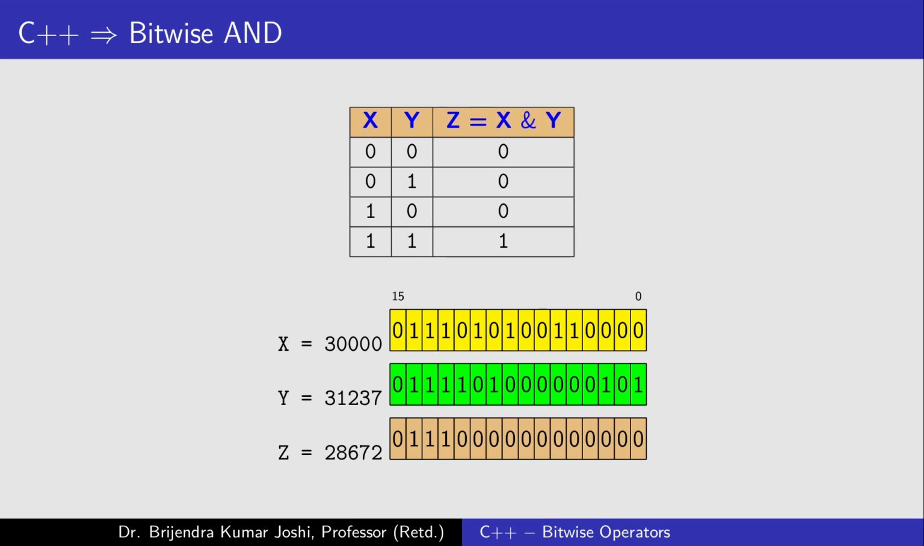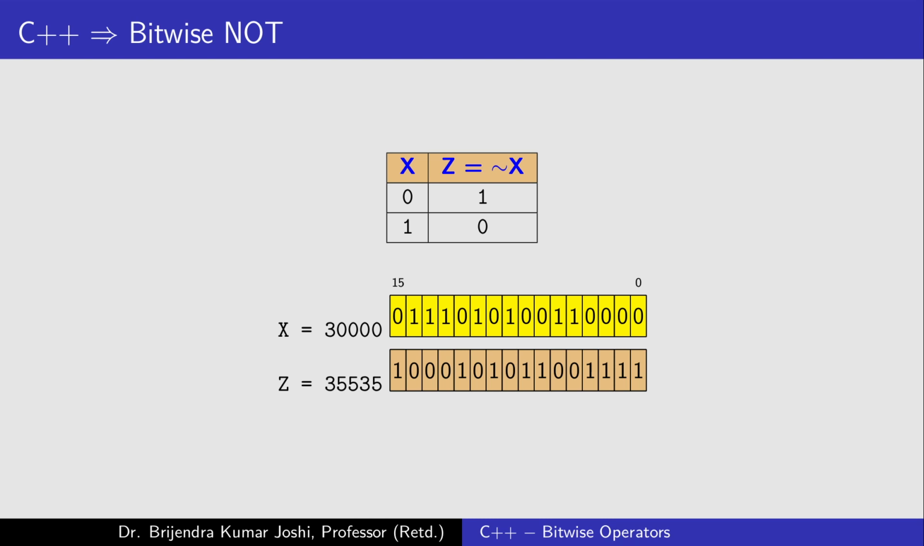Now next one is bitwise AND. So here, if any of the inputs is 0, output would be 0. Likewise, same example, you can see here 0, 1, result would be 0. Here 0, 0, same 0, and so on. So output is supposed to be 28,672.